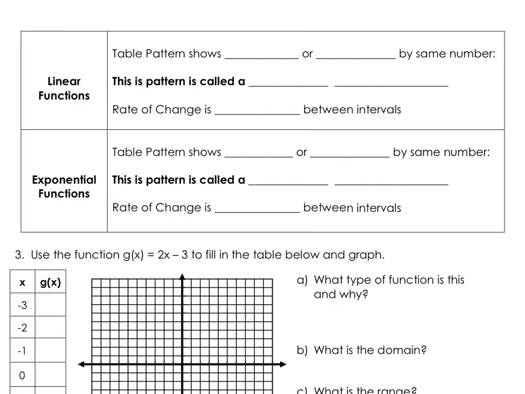Okay, so some key things to summarize what we learned. Linear functions. We saw that the table pattern shows adding or subtracting by the same number. This pattern is called a common difference. The rate of change is constant between intervals. Now, exponential functions, the table shows multiplying or dividing by the same number. This pattern is called a common ratio, and the rate of change is different between intervals.